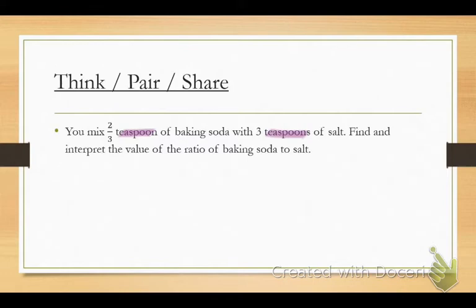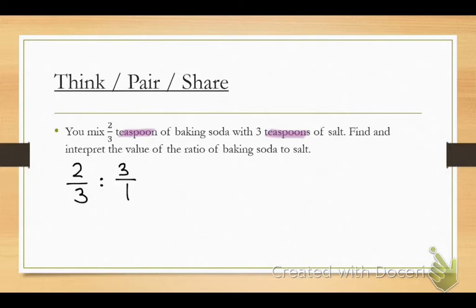In this case, you don't have to do any conversions. So the first thing you're going to do is put this into a ratio. You mix 2/3 of a teaspoon of baking soda with 3 teaspoons of salt. Find and interpret the value of this ratio of baking soda to salt. So we have a ratio here. 2/3 is baking soda, to salt. I can compare it with a colon. The salt is 3 teaspoons or 3/1.